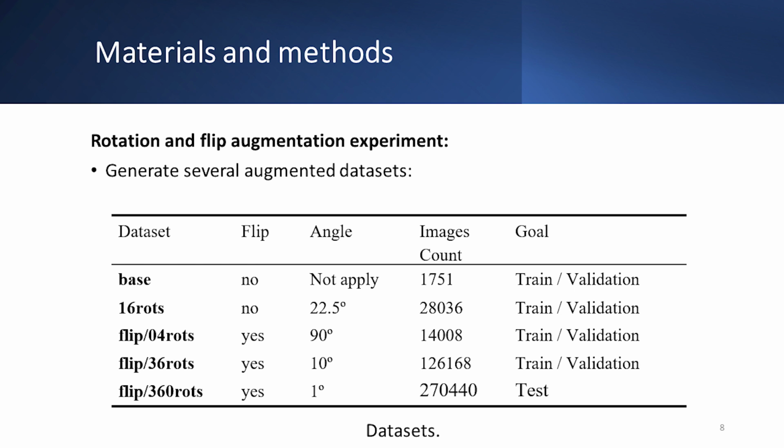The flip/36 dataset was augmented with a flip and rotated by multiples of 10 degree angles, containing a training subset 72 times larger than the training subset of the base dataset. Finally, the test subset was transformed according with the flip/360 parameter, flip and exhaustive rotations of 1 degree angle, occupying around 170 gigabytes.